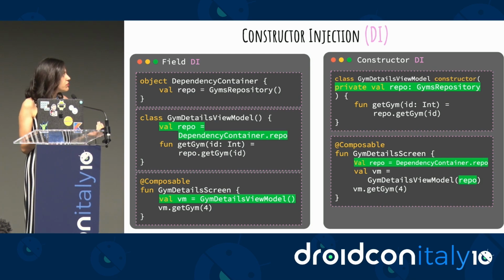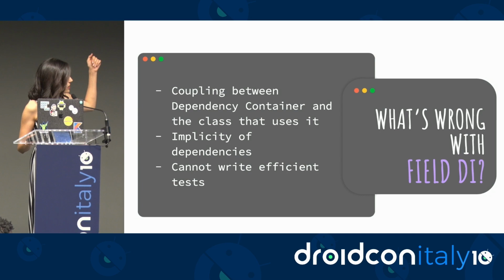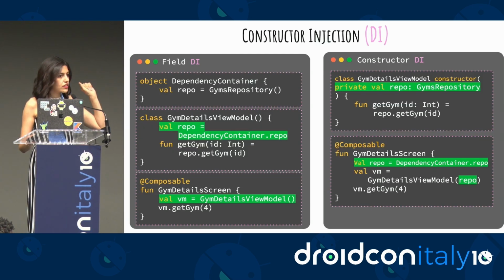Now, somebody wants to tell me how were those three problems solved? The coupling, the implicitness of dependencies, and writing efficient tests. Can somebody answer this?